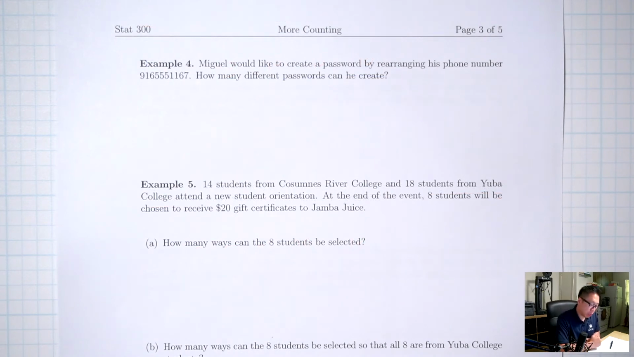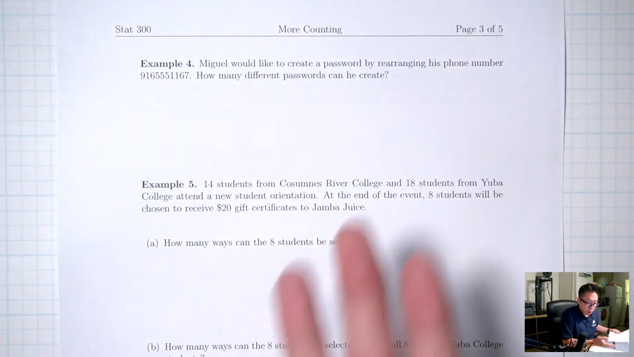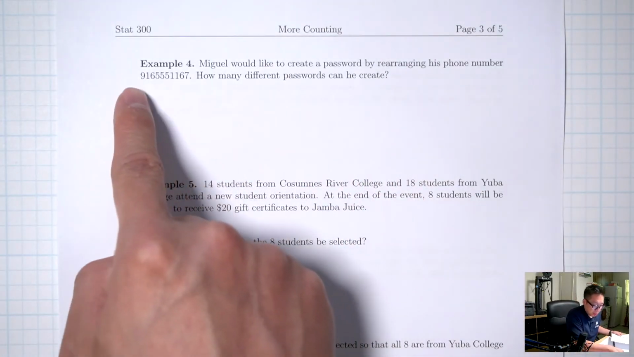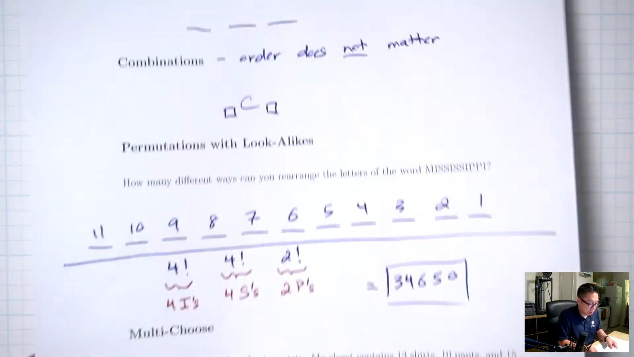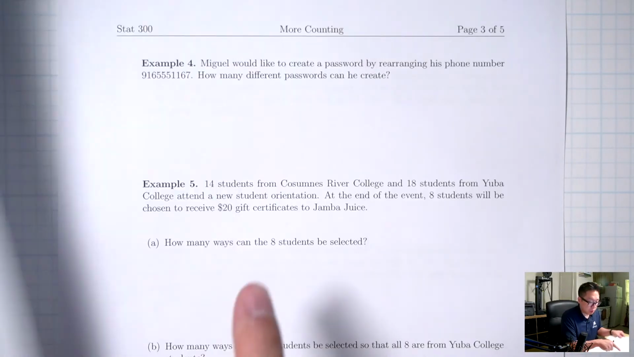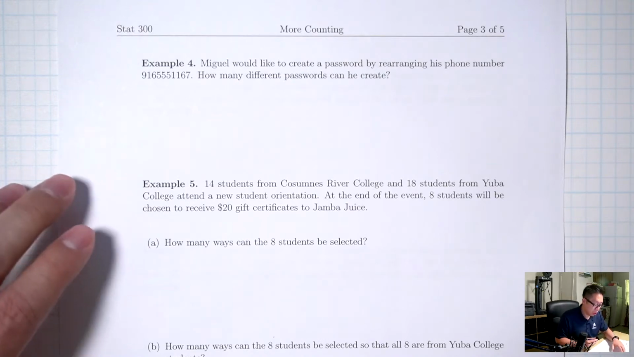Example 4. Miguel would like to create a password by rearranging his phone number, 916-555-1167. How many different passwords can he create? Passwords, order does matter, so this is either a regular permutation or a permutation with lookalikes. The way it's written here, you're rearranging this quote-unquote word, but the word here just has numbers instead of letters. So this is definitely a permutation with lookalikes, because we definitely have repeated characters there. So this is a permutation with lookalikes.